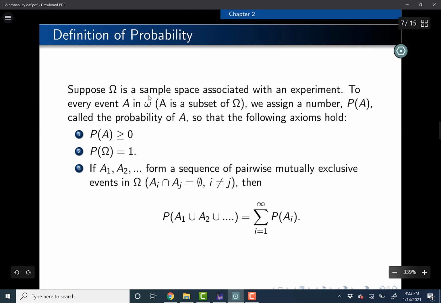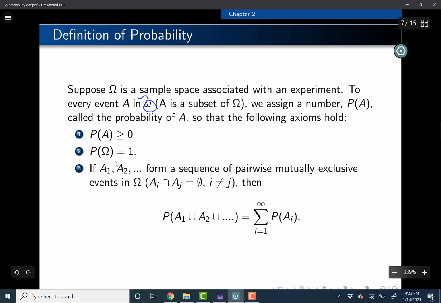So omega is a sample space, and for any event in this, it should have been omega, right? So basically, what it means is that A is a subset of omega. We assign a number to this event so that it follows the following 3 axioms. Probability of A is greater than or equal to 0, that is, the probability of any event is non-negative. Probability of the universal set, that's omega, is equal to 1.